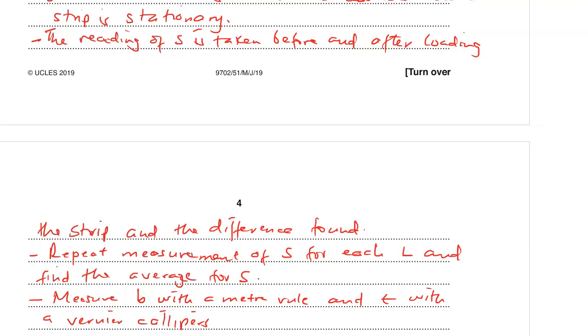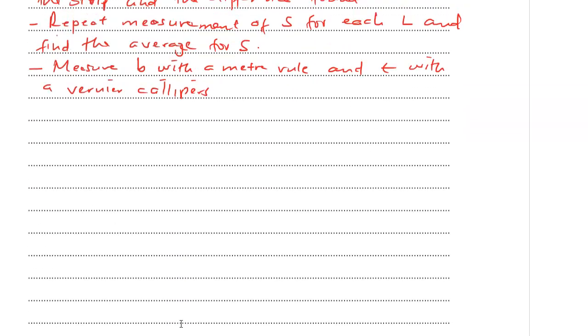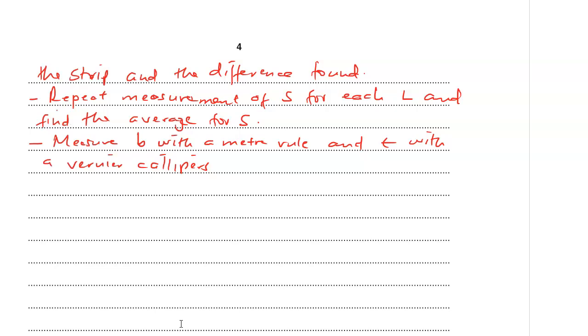Very well. Don't forget, measurement of L should be taken on both sides. You should take the measurement of L on both sides of the wooden strip to make sure the strip is perpendicular to the bench. Those are some of the things you need to write. And when reading S, you should make sure the meter rule is not oscillating. Very well. I think that is sufficient.